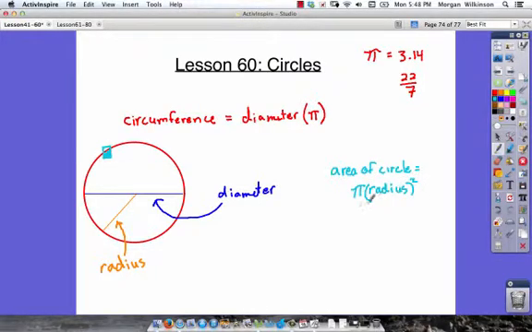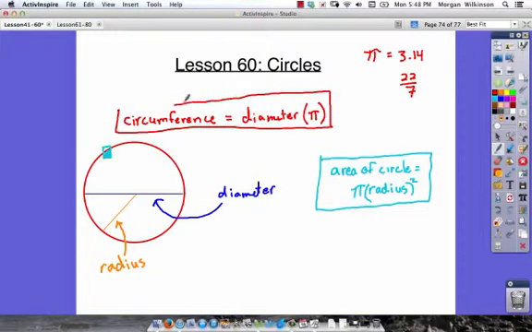Okay, and we always have to use the radius, the distance from the outside to the center, and square it, multiply it times pi. That's either 3.14 or 22/7 in order to find out how many square units there are within a circle. These are the two key formulas we need. We need the area of the circle formula, and we need the circumference formula. Please take a moment to pause this page if you haven't gotten this information into your notes yet.